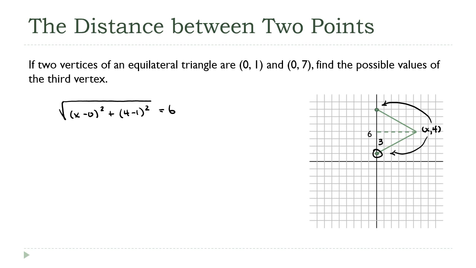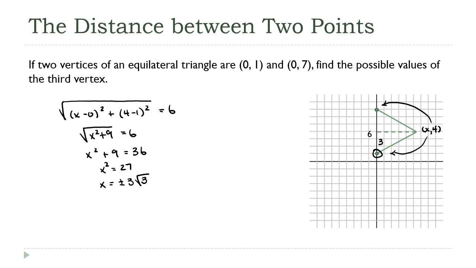4 minus 1 squared is 3. 3 squared is 9. So this is the square root of x squared plus 9 equals 6. We'll square both sides. x squared plus 9 equals 36. x squared equals 36 minus 9. That's 27. So x equals plus or minus the square root of 27, which is 3 times the square root of 3. So those are going to be my x coordinates.